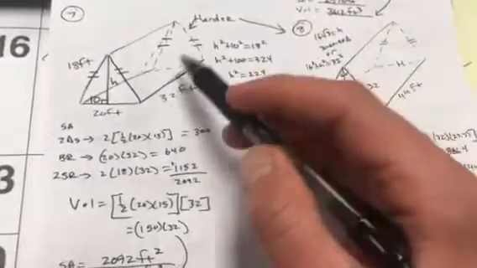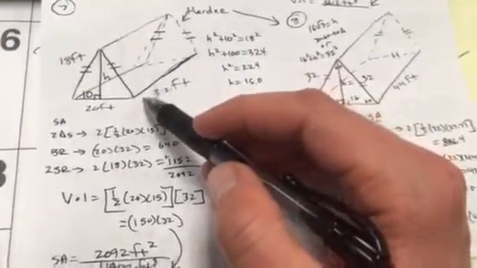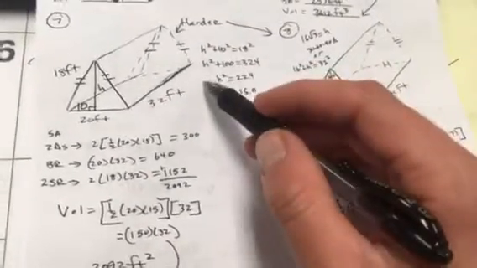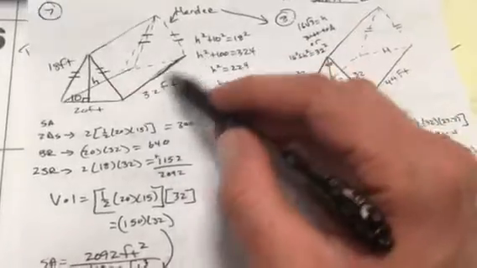Now, volume is the area of the base times the height. The base is a triangle, so it's 1/2 base times the height, which is 15, times the actual height of the prism. It goes from base to base. That's 32. Folks, plug it in, Glade style.